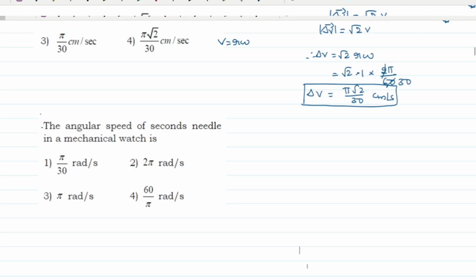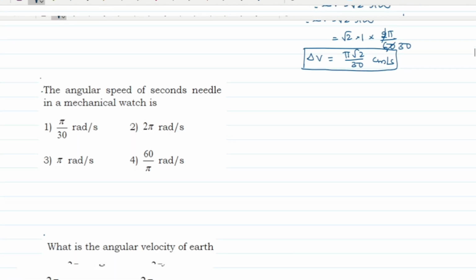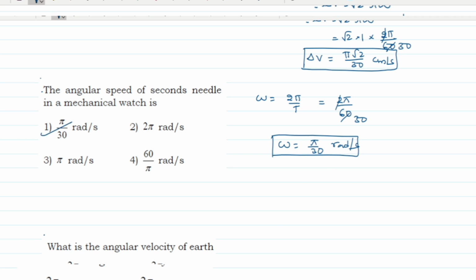Let us see the next question. The next question says the angular speed of the seconds needle in the mechanical watch they are asking. Angular speed for the seconds hand, omega equals theta by t, or you can take as 2 pi by t. For the seconds hand, it is going to make one rotation in 60 seconds. So 2 pi by 60, which is pi by 30 times. So omega equals pi by 30 radian per second.